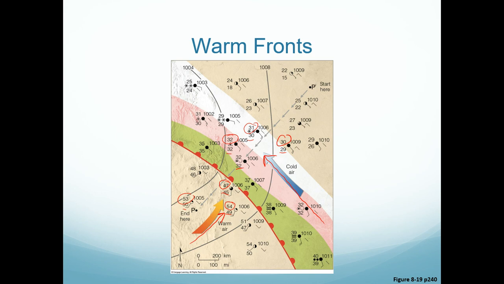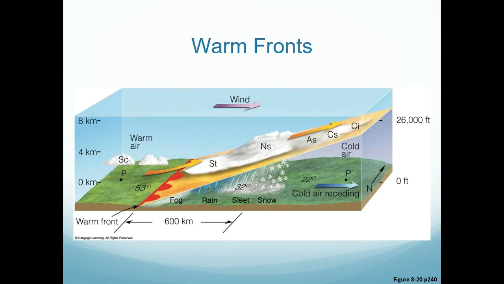And then again, your precipitation, you're going to look at more steady precipitation. You're going to have snowfall, you're going to have freezing rain, and sleet. And then you can also have lots of fog during a warm front.